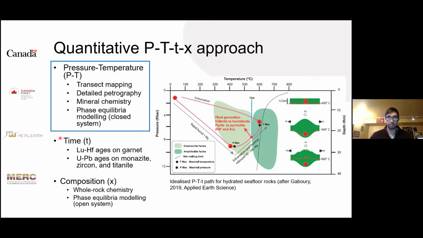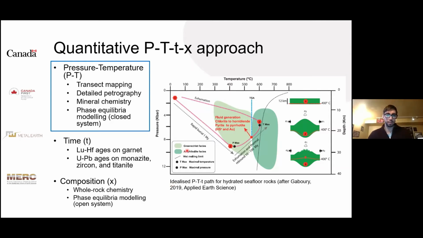Second part of it is the little t, the time. So that's where we can obtain absolute ages on geochronometers such as garnet and monazite, zircon, and titanite. And then the last part, the X, is the composition, and that's where we consider the open system behavior of metamorphic rocks, and looking at the whole rock chemistry changes, as well as doing some phase equilibrium modeling of the composition.